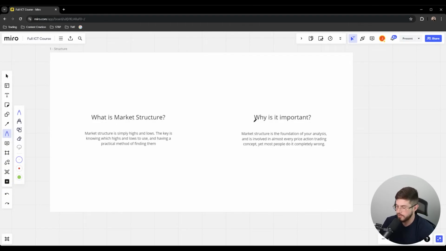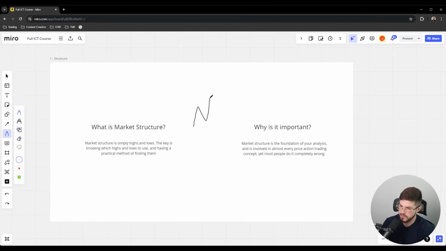Now, why is market structure important? Well, market structure is going to be the foundation of your analysis, okay? Everything that you use is going to be used in context of market structure. This is going to be involved in every single concept in some way or form, and most people still somehow do it completely wrong. You see, if you're just using candle closes or you're just using which highs and lows are being made to map market structure, I can guarantee you that your trading will be very, very hard and you're going to have low probability setups.